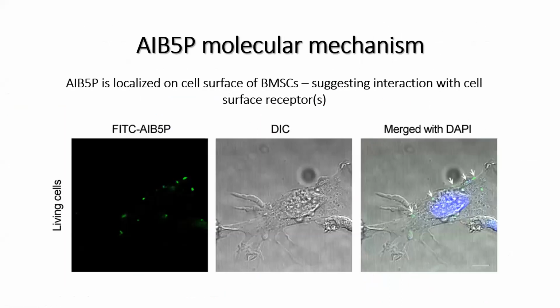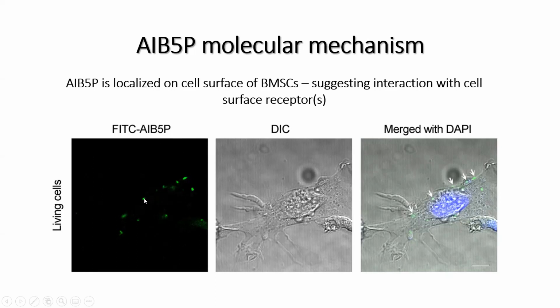So next, now they've confirmed that this peptide works, it increases bone volume in a steady state and in a bone defect model. So they wanted to know how it does this. They performed immunofluorescence targeting this peptide after it had been treated on bone marrow mesenchymal stem cells, and they found that it localizes to the cell surface.